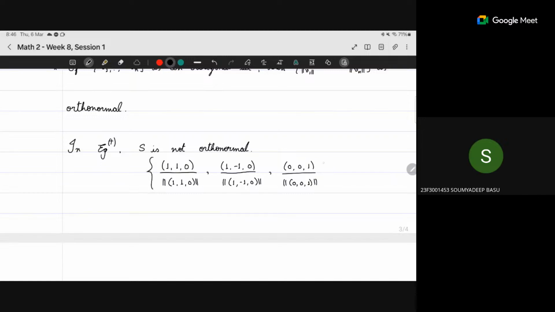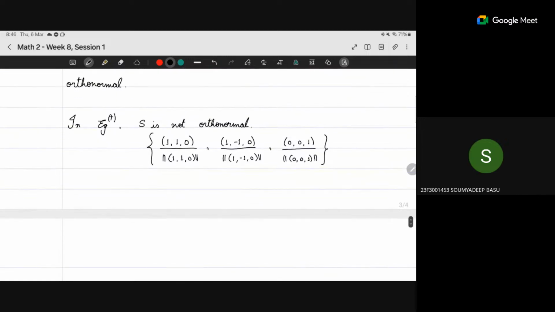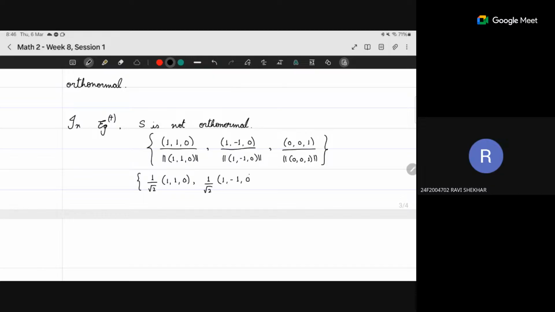Consider this set. Now, what is the norm of (1, 1, 0)? Root 2. So you take 1 by root 2 times (1, 1, 0), and 1 by root 2 times the other vector. And fortunately, the third one has norm 1 itself, so there is nothing to divide. This is orthonormal.